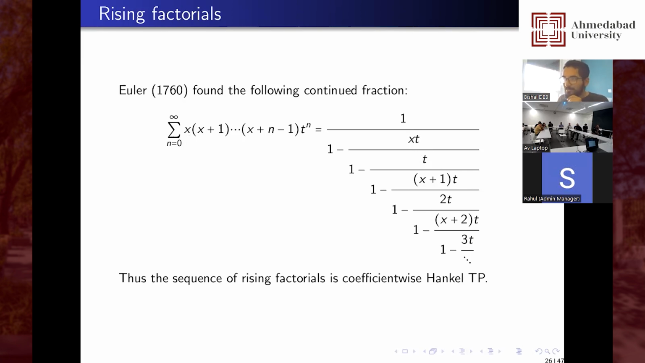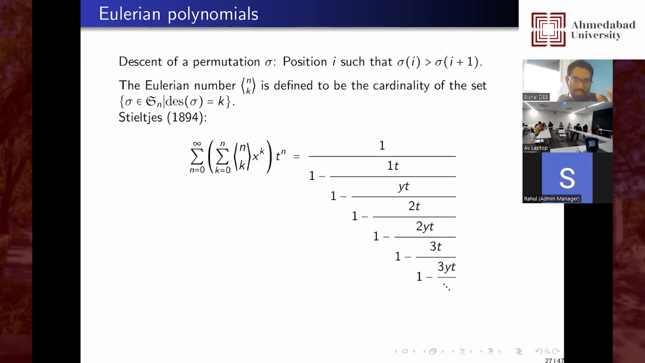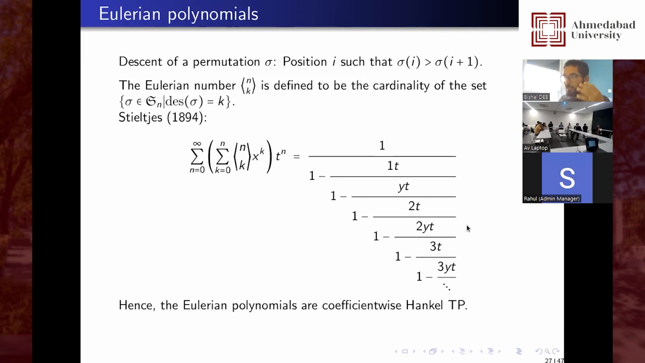Another example. There are these things called Eulerian polynomials. Maybe I'll quickly brush over. If you take Eulerian polynomials, these count descents in permutations. You have this continued fraction. This is a typo. It should be a y over here. So this shows that the Eulerian polynomials are Hankel totally positive. So the upshot is, whenever you can write a continued fraction with non-negative polynomial coefficients, you get coefficient-wise Hankel total positivity automatically.